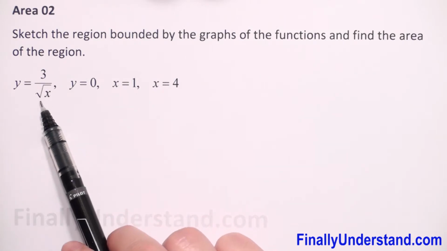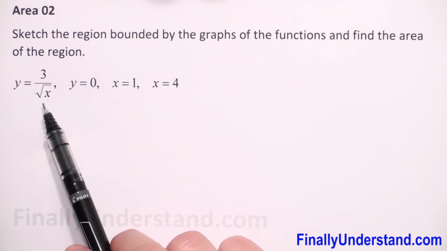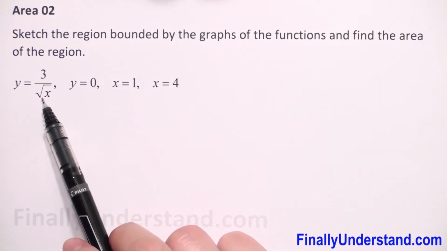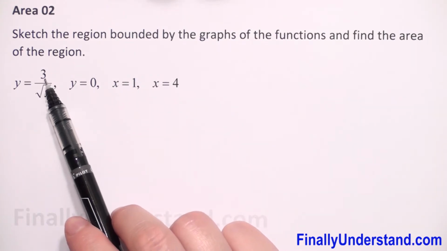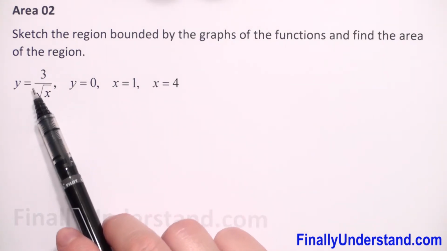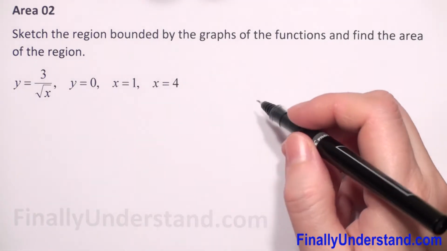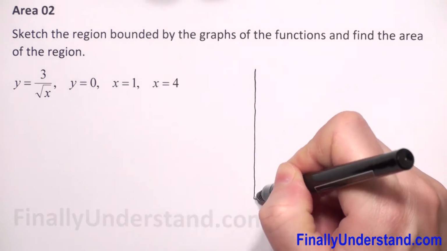This is 3 over square root of x. We know that we can calculate the square root of positive or equal 0 values. But because we have the square root in the denominator, we cannot have 0. So for x, we can plug in only positive values. If the denominator is positive, and in the numerator we have the positive number 3, then the value of our function will always be positive. So we need the first quadrant for this graph.